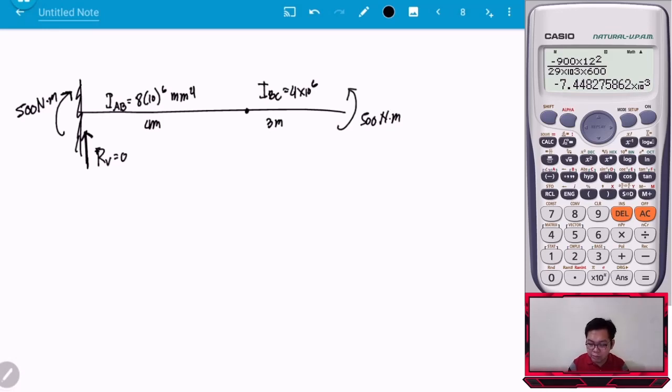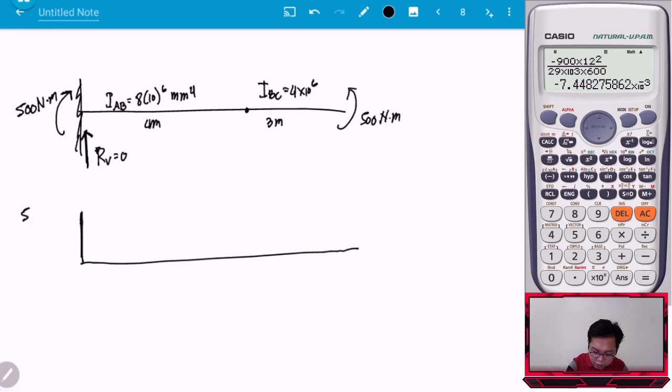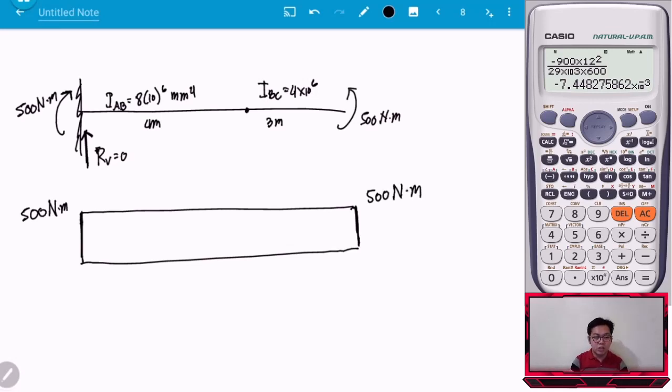And then, the shear diagram, obviously, we don't have a shear diagram. But let's go straight to the moment diagram. Okay? So, the moment diagram is just like this. Positive moment, so 500 Newton meter. And then, no change in moment, so constant. And then, here we have a drop. Equal lang, 500. 500 Newton meter also here. Okay? So, that's it.